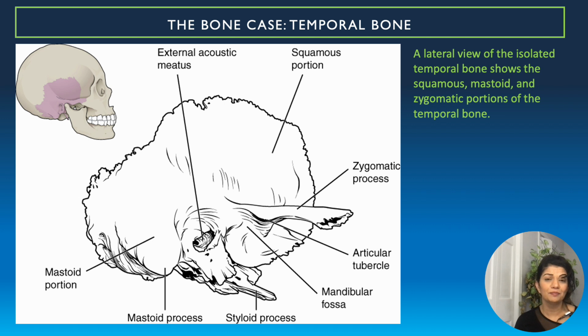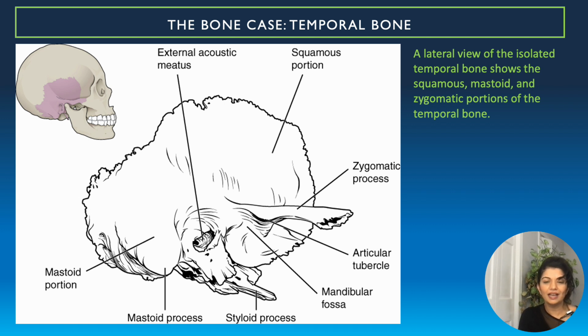Now we're looking at the temporal bone, which forms the lateral side of the skull, right? And the reason it's called the temporal bone is because temporal means time. It's named because that's the area of our temples, where, as we age, our hair starts graying. So that's essentially where the name comes from.